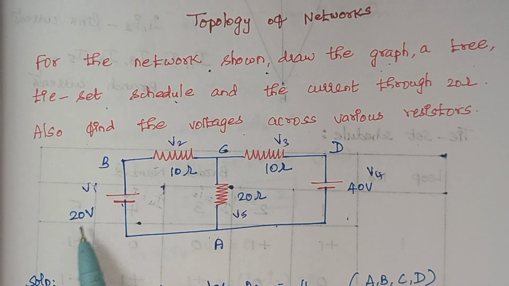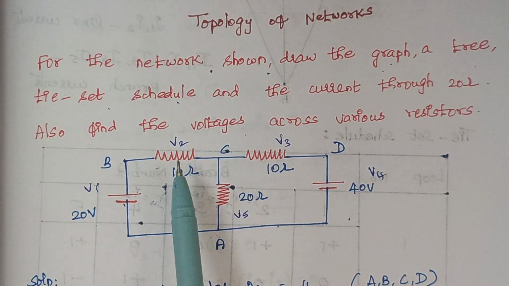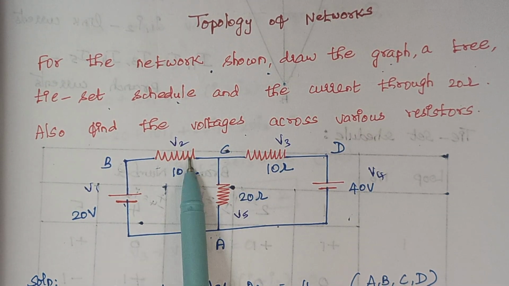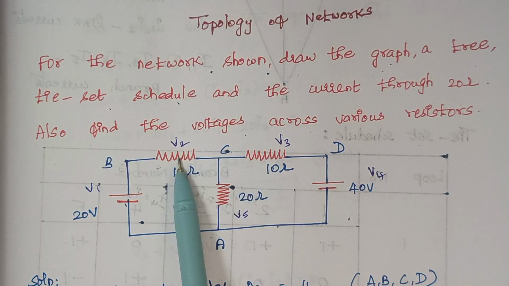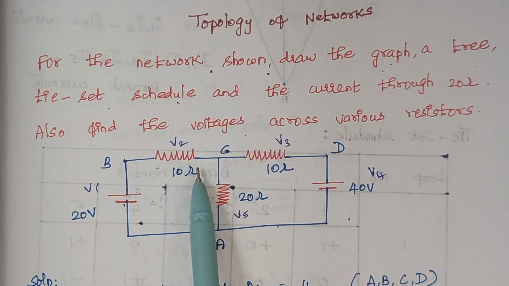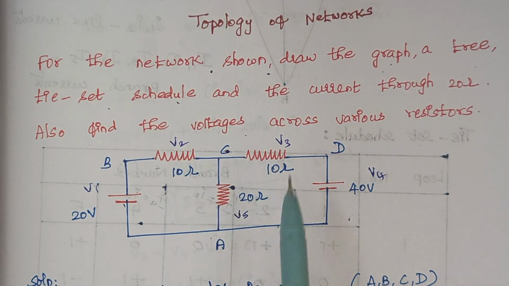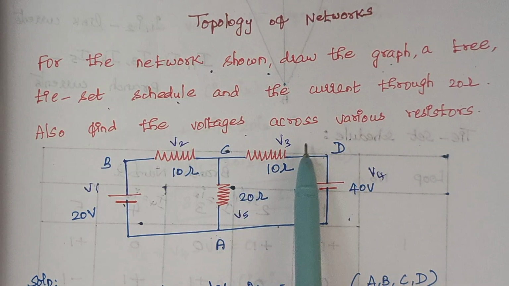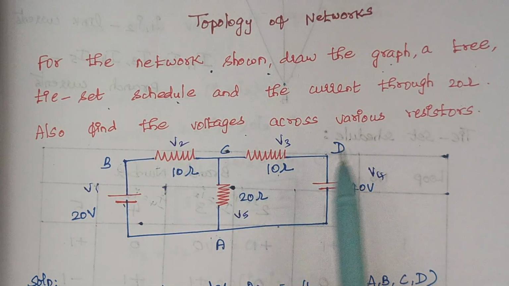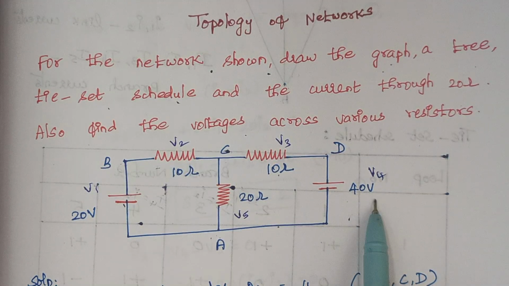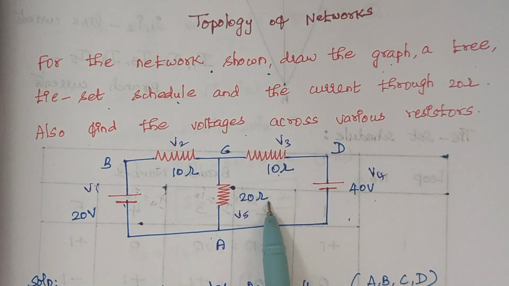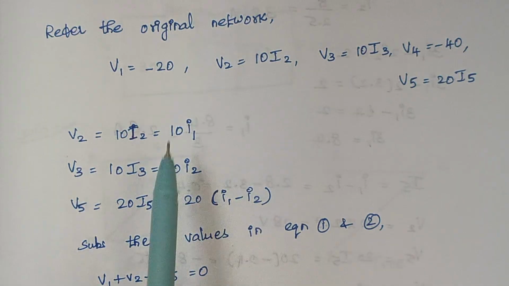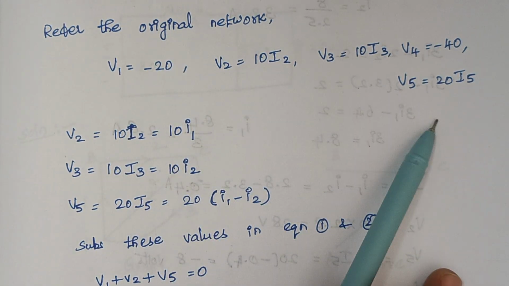So here you see V1 is minus 20 volt and V2 is, this is your branch 2. The respective current flowing through this branch 2 is I2, so here we have to write it as 10 into I2. And here this is V3. V3 is written as 10 into I3 and V4 is minus 40 volt and V5 is 20 into I5. These are all the respective voltage drops from the given circuit. So here we have written the respective voltage drops.